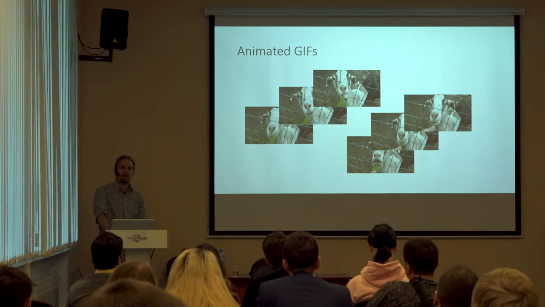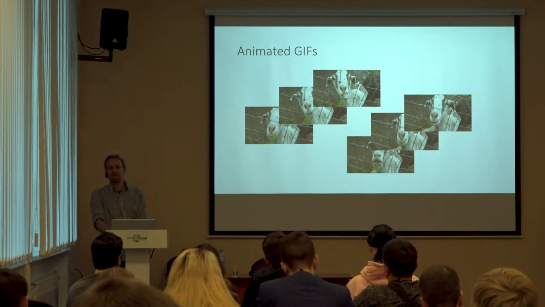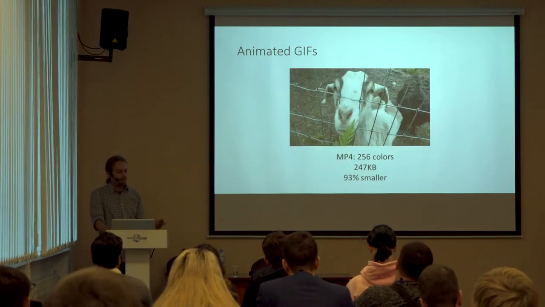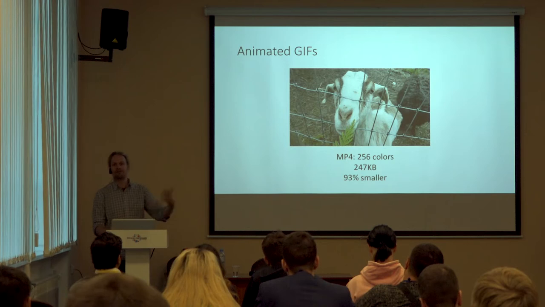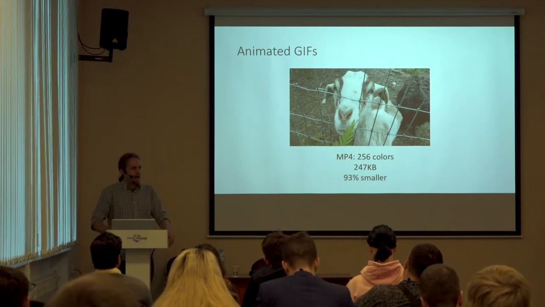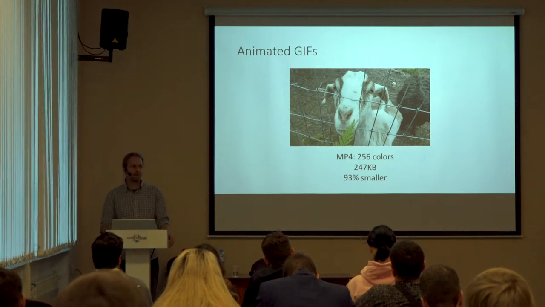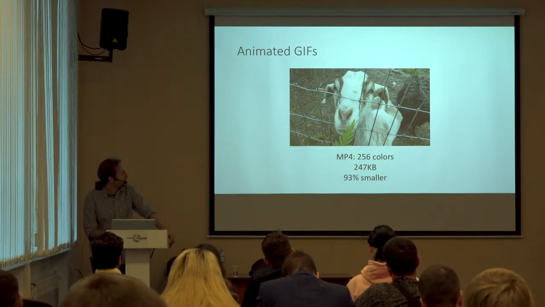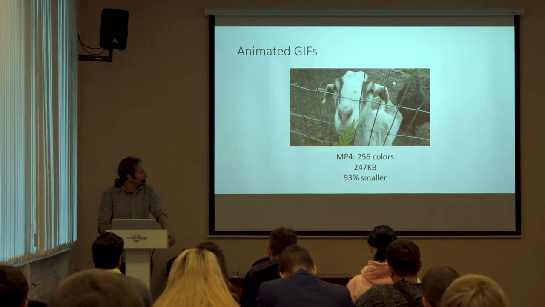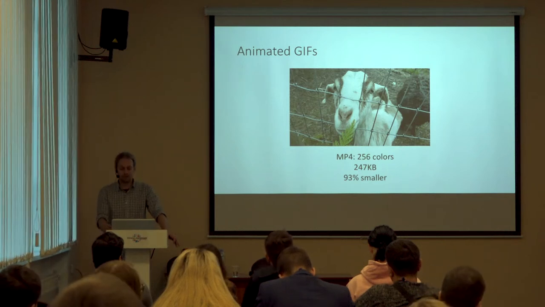But what can I do to optimize this? Well, GIFs are 256 colors. I made an MP4 where I stripped out the thousands of colors that my phone put in there. I stripped out the audio track because GIFs are silent. So that's an easy way to save a few kilobytes there. And this video is now 250 kilobytes, which is a huge savings.